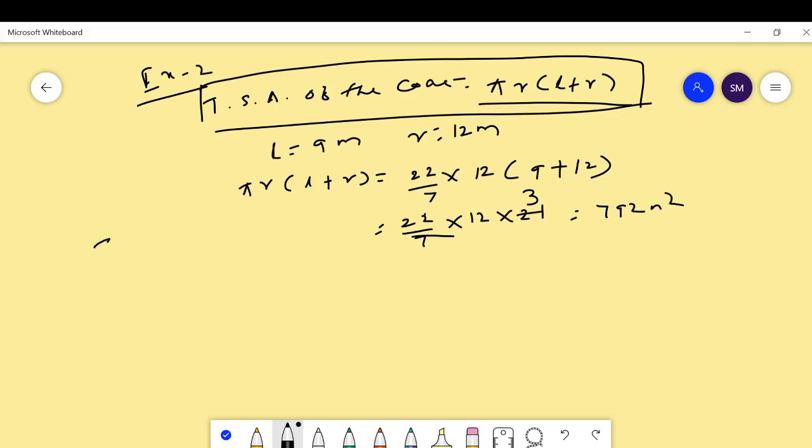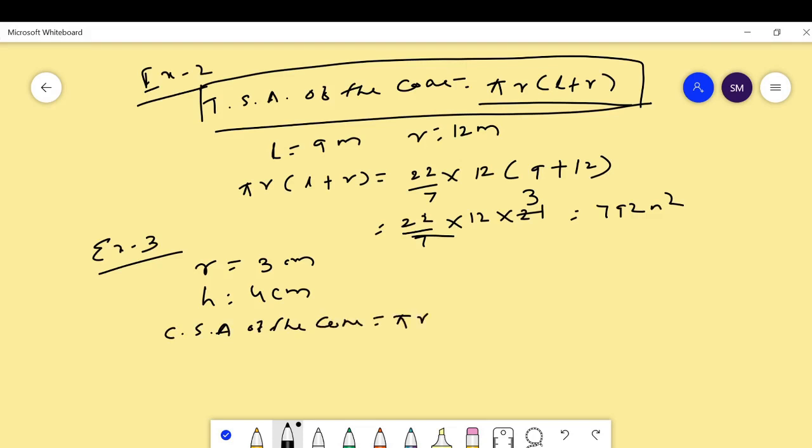Okay. Then another example. Example 3 says the radius of the cone is given, 3 centimeter. Then the vertical height is 4 centimeter, means h is equal to 4 centimeter. We have to find the curved surface area of the given cone, which is equal to pi r l. Here r and h are given. We don't know what l is.